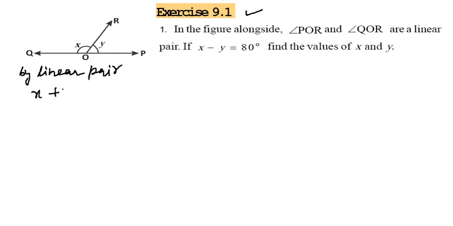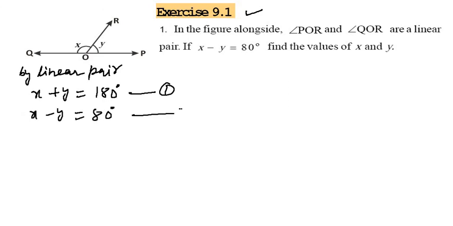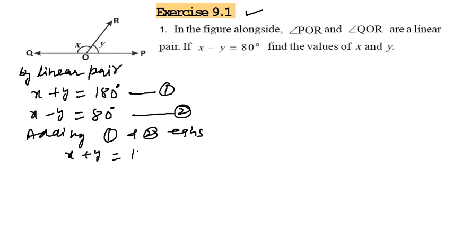as you know, x plus y is equal to 180 degrees. That one is your first equation. And given that x minus y is equal to 80 degrees. So it is your second equation. Adding the first and second equation, x plus y is equal to 180 degrees and x minus y is equal to 80 degrees. Now add them, so y will be cancelled out.